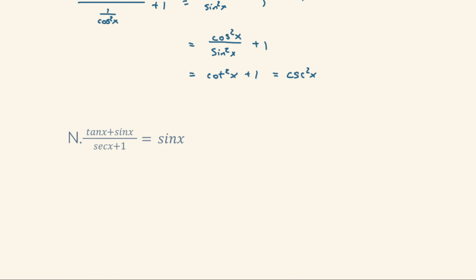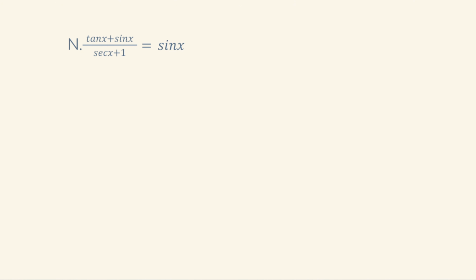All right, on to question N. Tan x plus sine x over secant x plus 1 is equal to sine x. All right, there's not really too much I can do here. There's not a lot of squares or identities I could use. So maybe we can try to rewrite everything in terms of sine and cos and see how that goes. So tan x is sine x over cos x plus sine x, and that's going to be divided by secant x, which is now 1 over cos x plus 1.